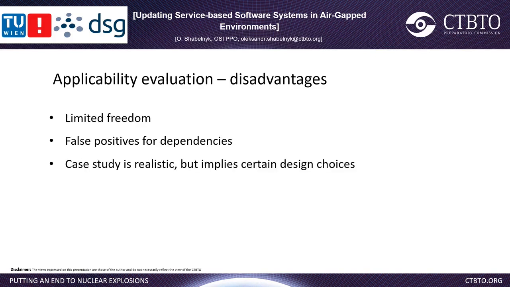The process uncovered also a couple of drawbacks. There is limited freedom, meaning the user must follow the proposed procedure. There is no verification of dependency relations between the services. We purely rely on the software engineers to properly maintain the dependencies. And the case study, even though being realistic, implies a certain type and number of service components as well as certain design choices.